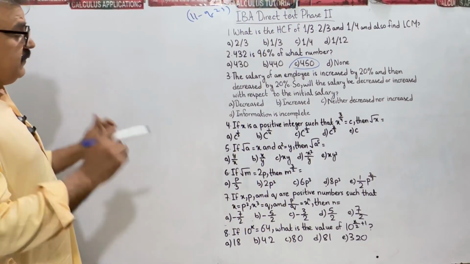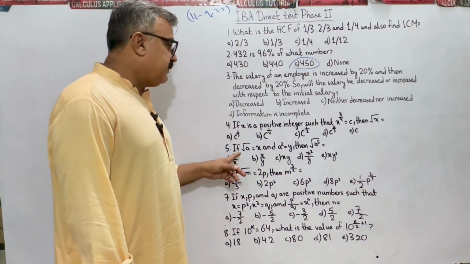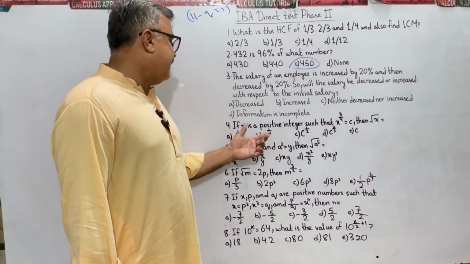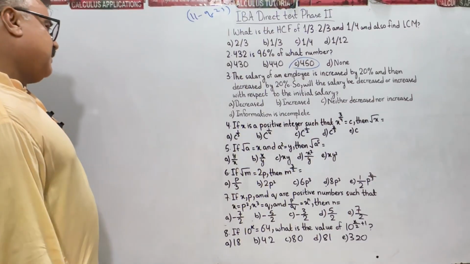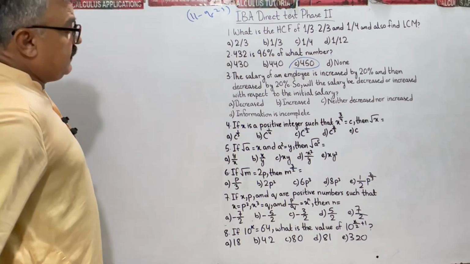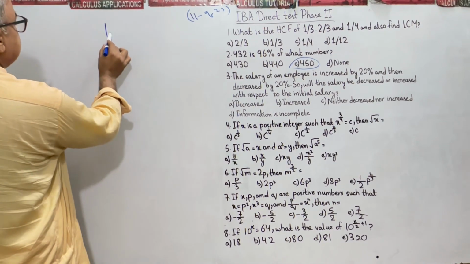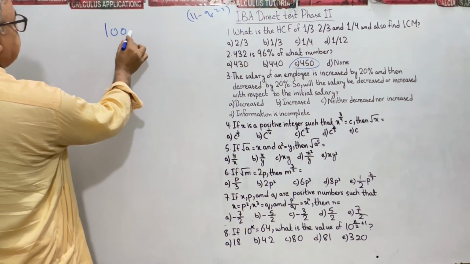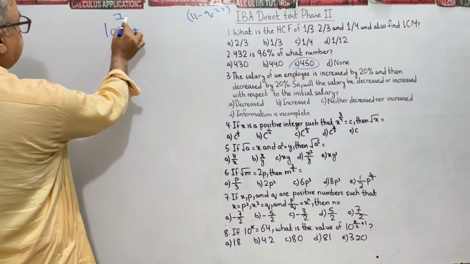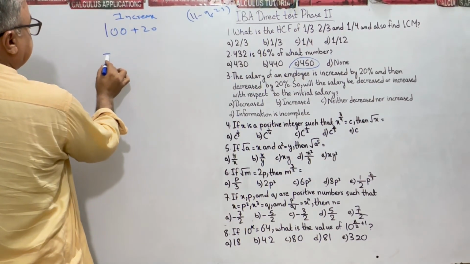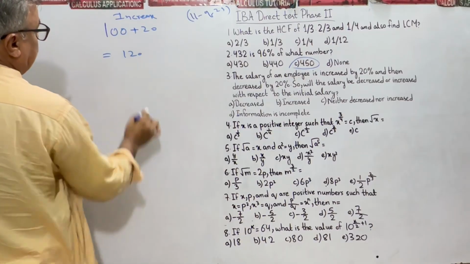Now we have to decide whether the salary has been increased, decreased, neither decreased nor increased, or the information is incomplete to arrive at the result. Let's find out. No percent is given, so take 100%. First, there is an increase. Increase means add a positive quantity. It will become 120.